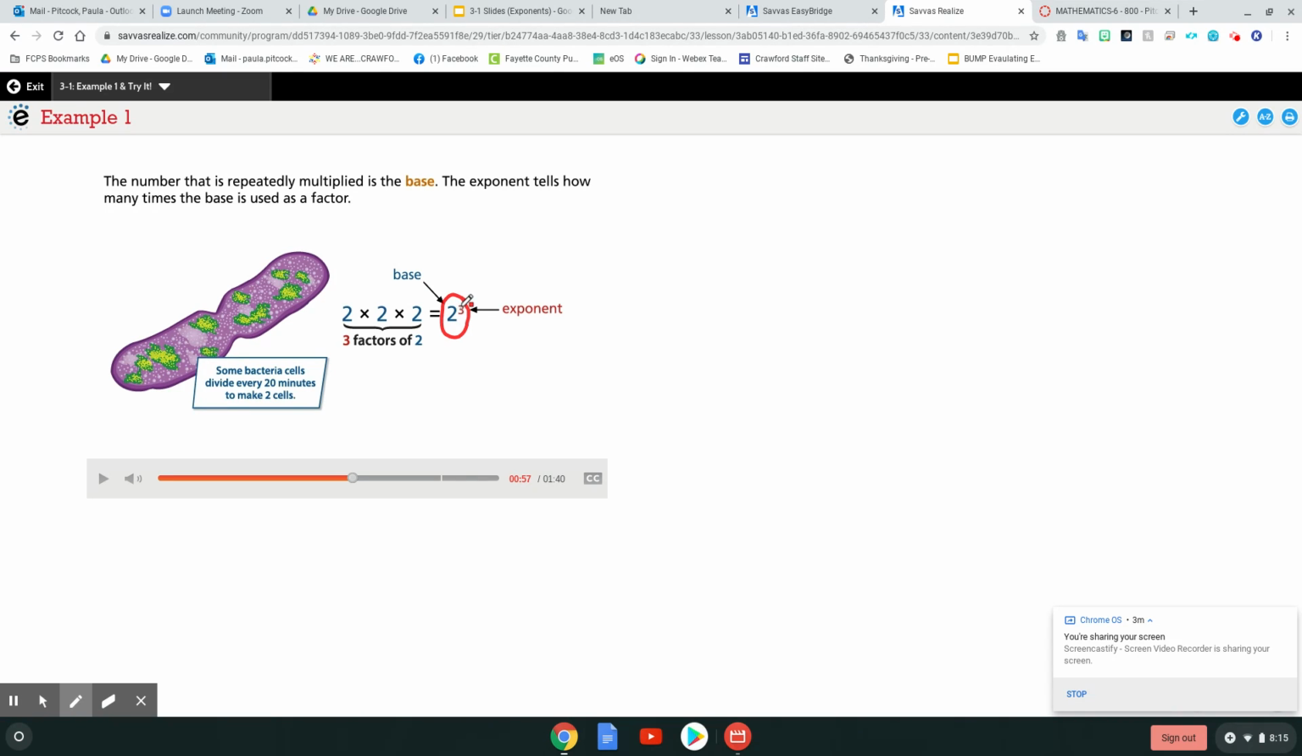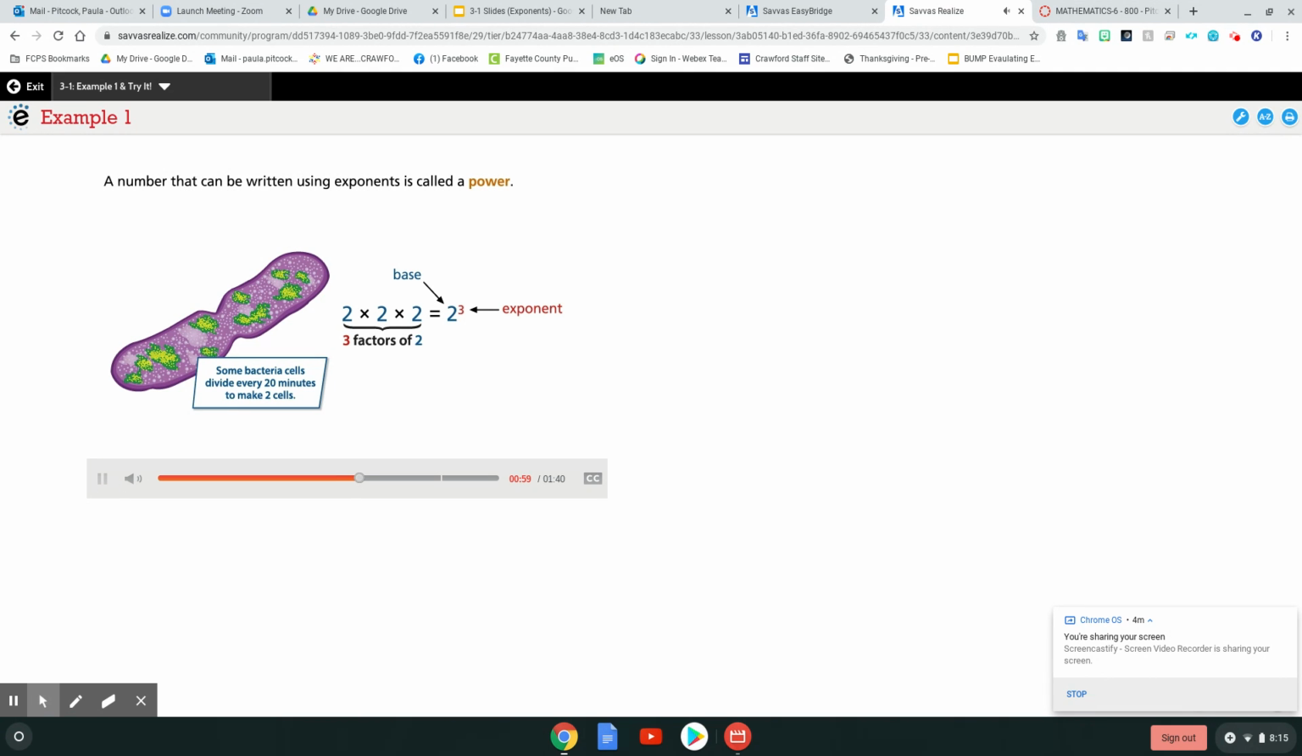The number that is small, and I'm talking about size, okay, like the font size. The number that's smaller is the exponent. It tells us how many times we were multiplying. I multiplied 3 separate times, so it's a power of 3. Okay, so the exponent is the little number, the base is the number that keeps getting repeated, and you write it as the big number, and we call the whole thing the power.